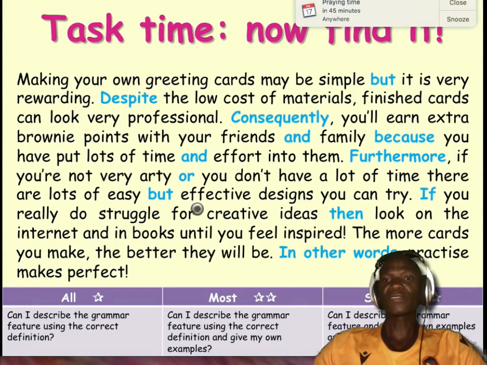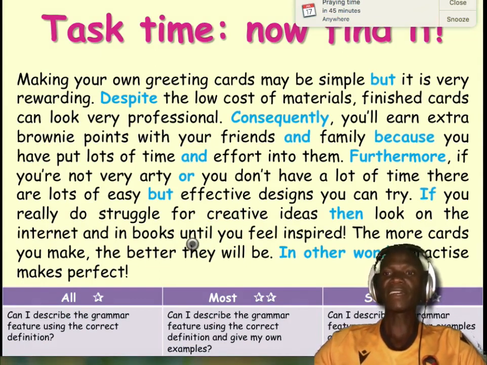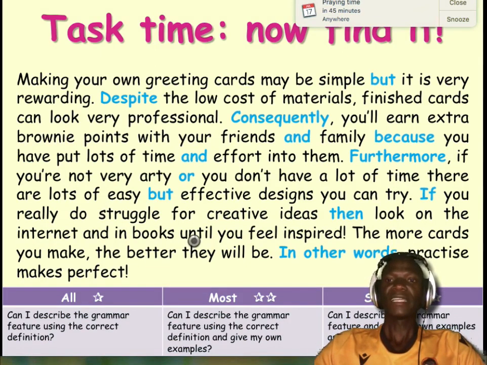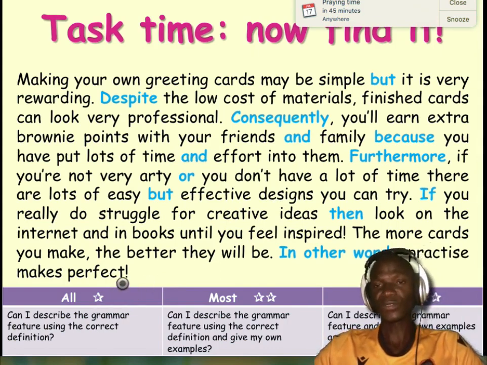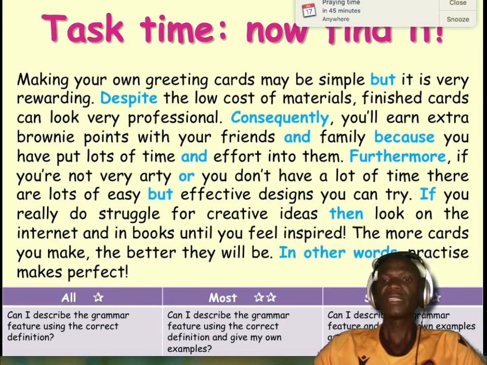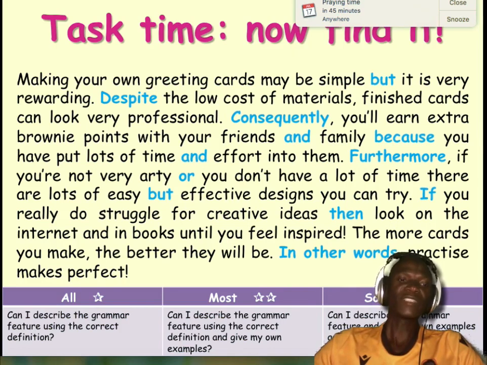Here are the connectives that you were supposed to have found and underlined. We talked about consequently and furthermore. You can pause this video and have a look at them. These are some of the connectives that you have to learn to use even in your writing. You have to be able to use these connectives, not to write something that is too plain.